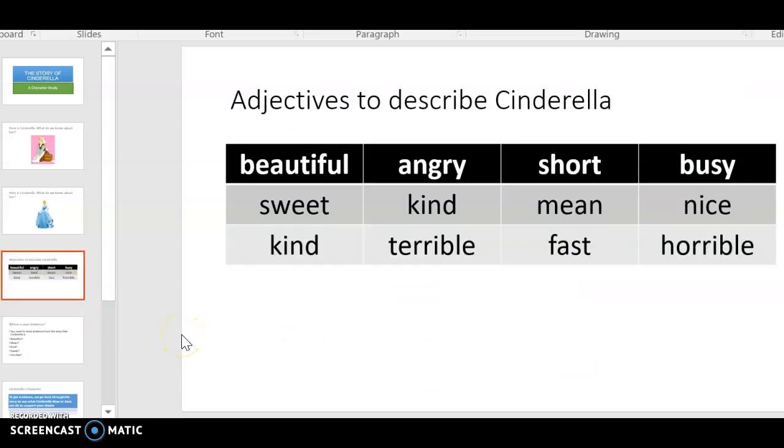Here are some adjectives to describe Cinderella. They are not all true. Beautiful, angry, short, busy, nice, mean, kind, sweet, kind again, terrible, fast, horrible. So I just chose adjectives, but they are not all true in describing Cinderella.